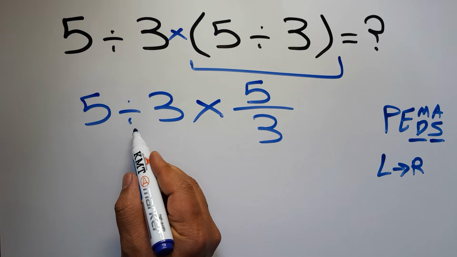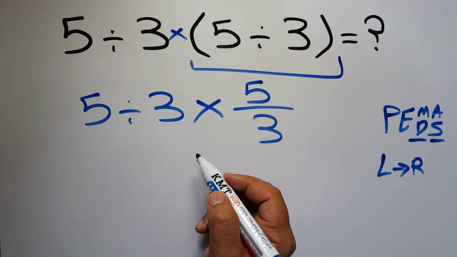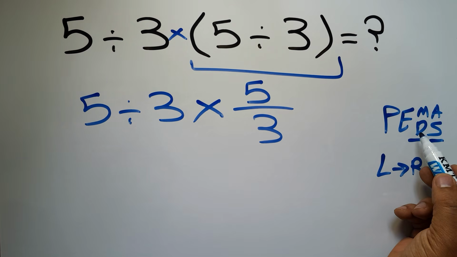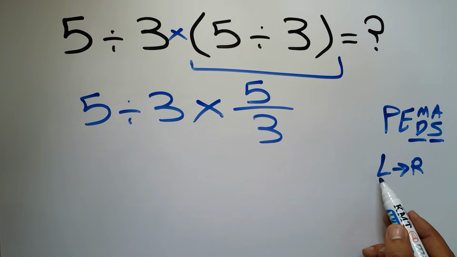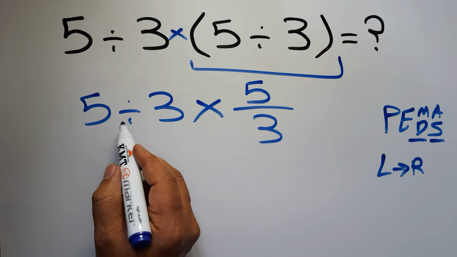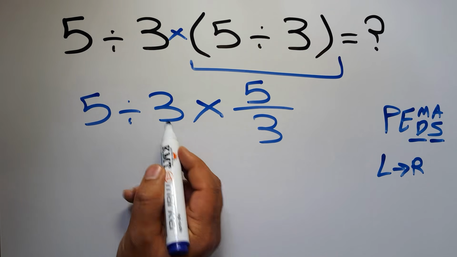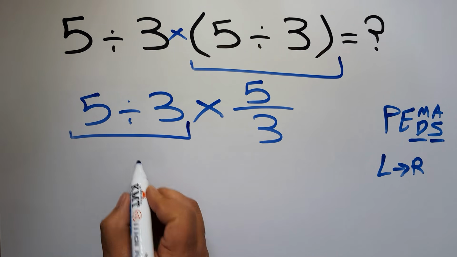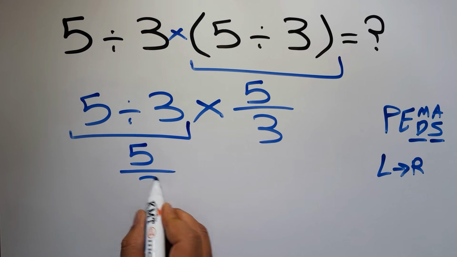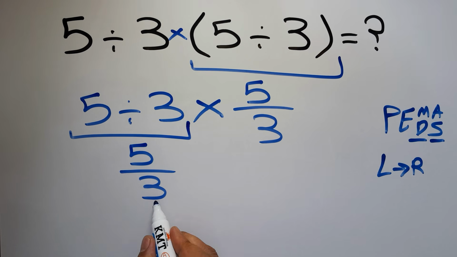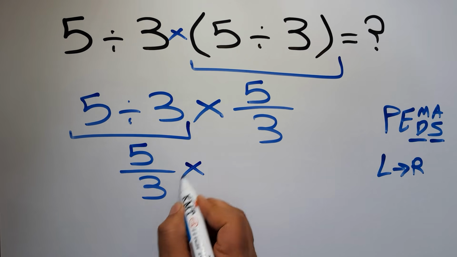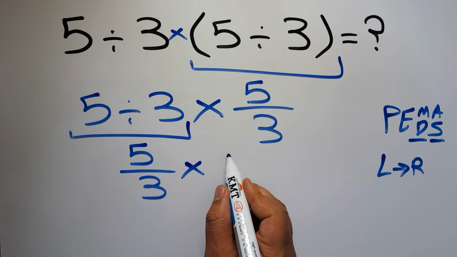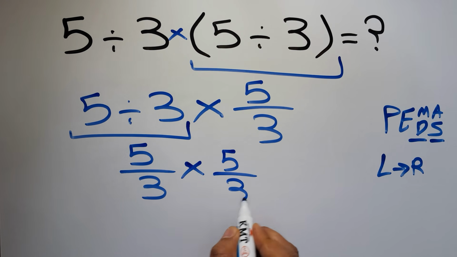Now we have one division and one multiplication. As I said, multiplication and division have equal priority and we have to work from left to right. So here, first we have to do this division. 5 divided by 3 can be written as 5 over 3. So 5 over 3, then times, again here we have 5 over 3.